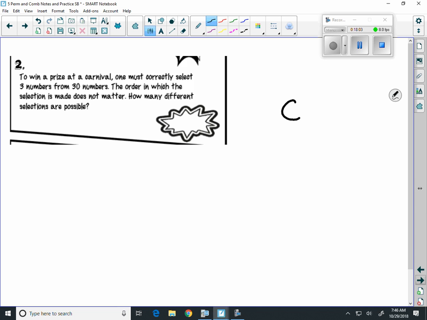Total number of options. How many total options are there? 30. And you're going to choose how many? 3. So that's how we write the notation. 30C3.